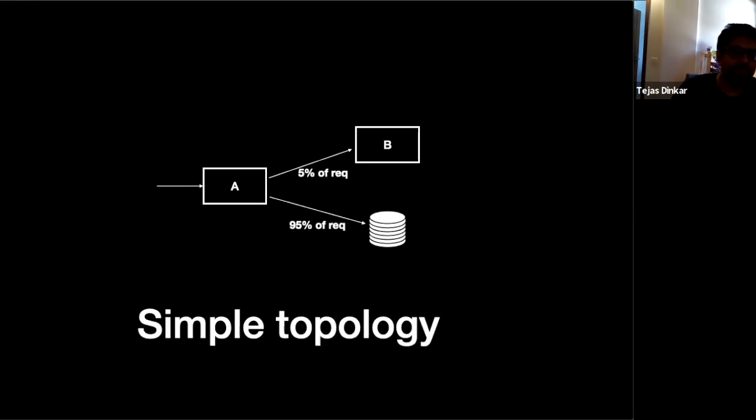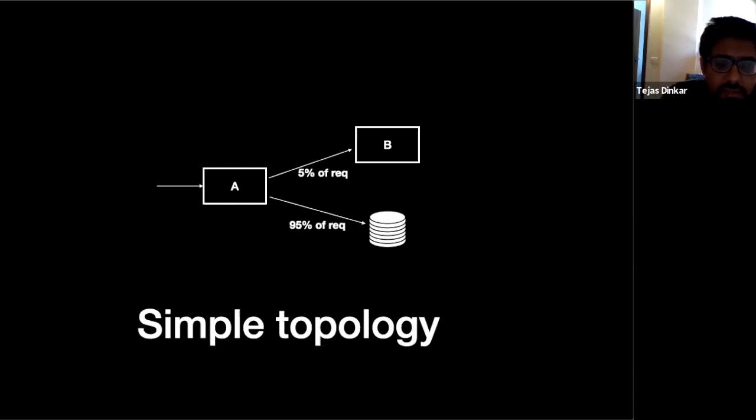So let's take a very simple topology, and let's see what happens over here, and how we can recover from this. Over here I just have two services, A and B, right? A has a database, and 95% of all requests that go to A are served by the database itself. About 5% of all requests go to service B. This is a pretty simple and very common use case.